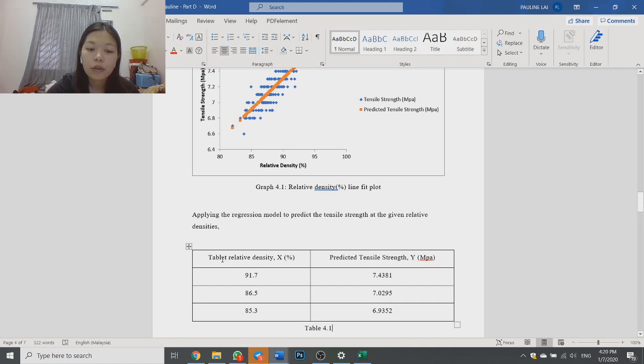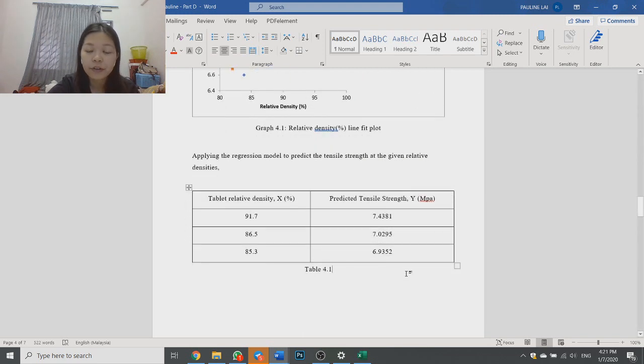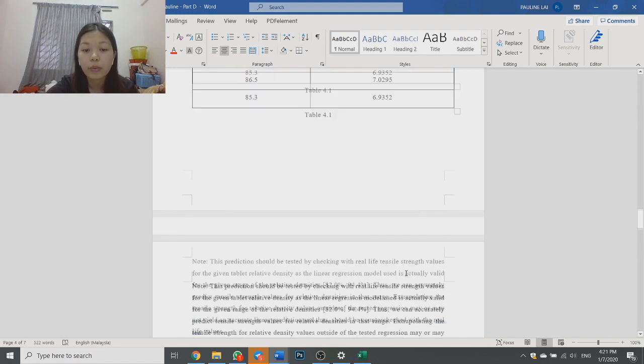6.9352. When the relative density is 86.5, the predicted tensile strength is 7.0295, so you can see it keeps on increasing. When x is increasing, y is increasing as well. The last one is 91.7% relative density, and the predicted tensile strength is 7.4381 MPa. So the relationship is very clear, which is linearly proportional.